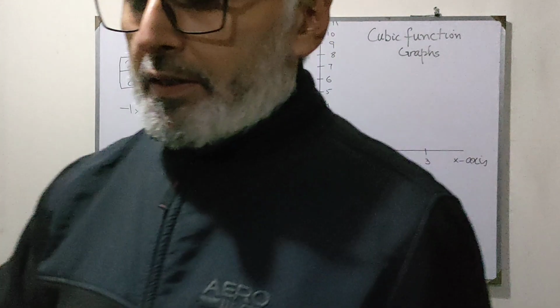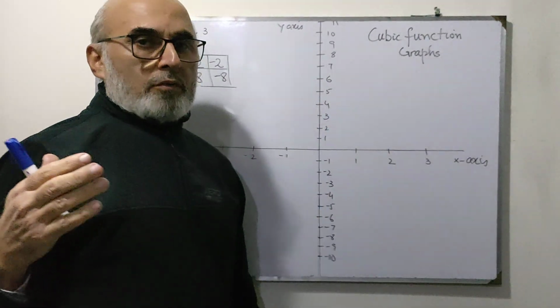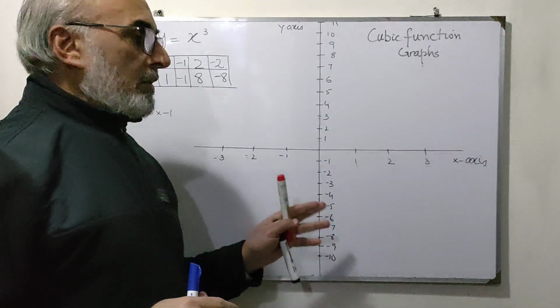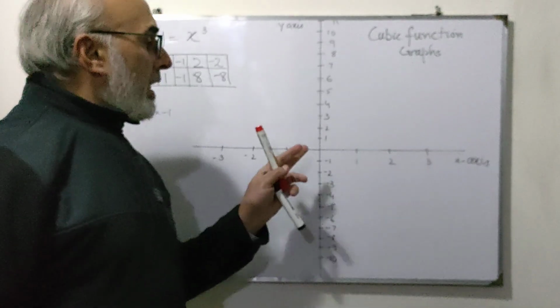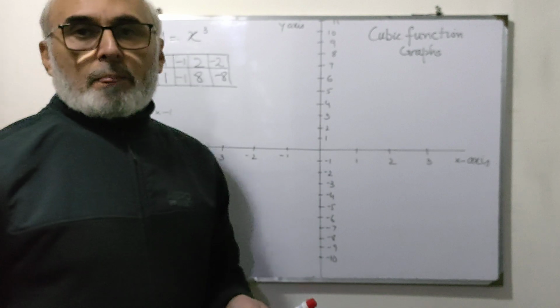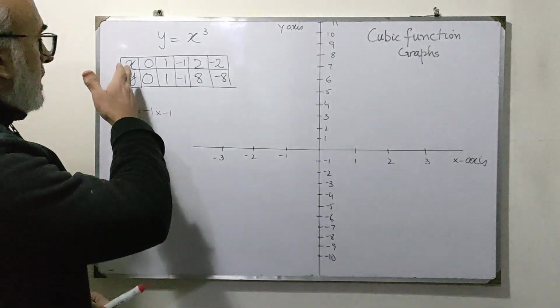Okay, now we have axis, x-axis and y-axis. If you are drawing on a graph paper, what I have done is 10 small squares equal to 1 unit on x-axis and 5 small squares for 1 unit on y-axis. Okay, now let's plot these points.